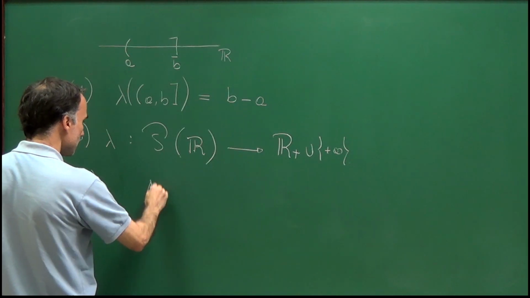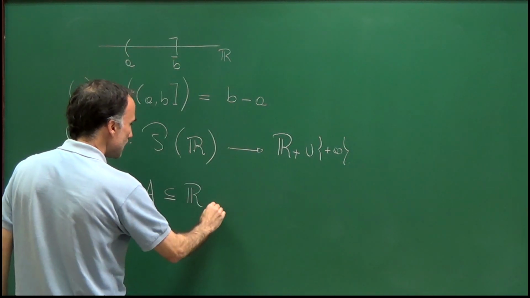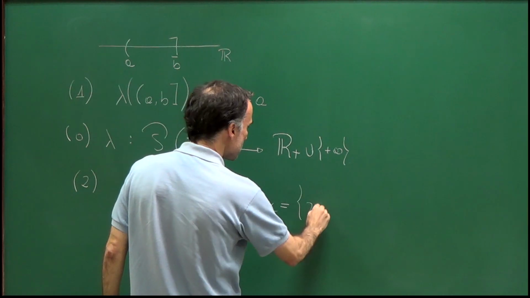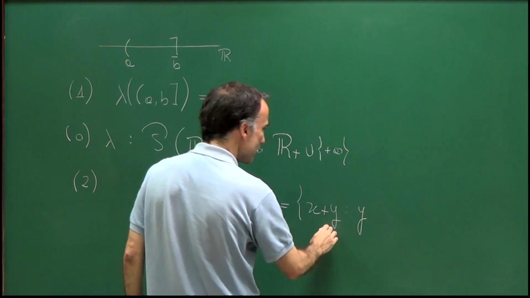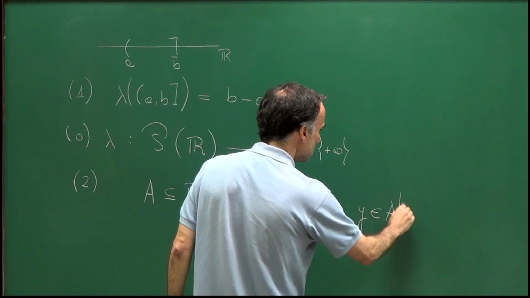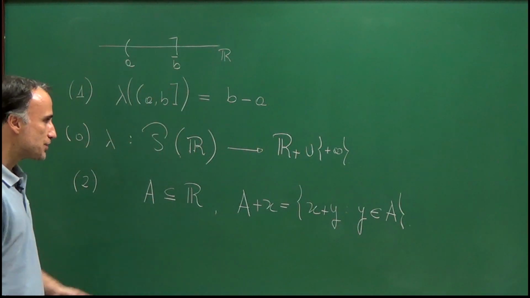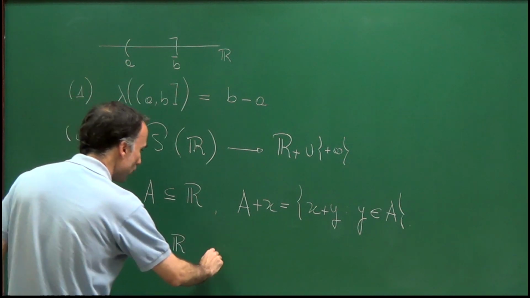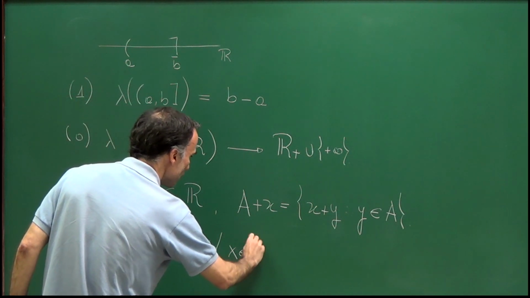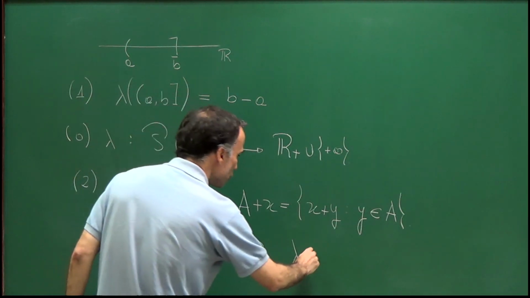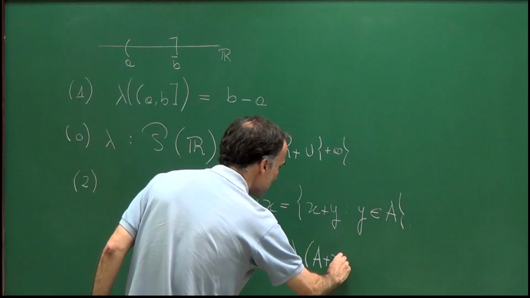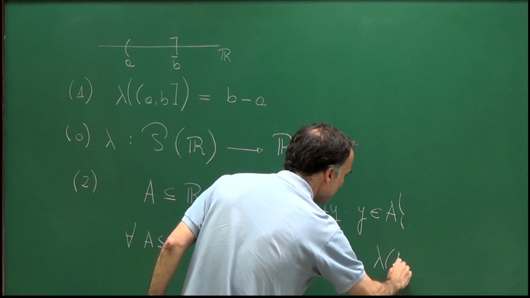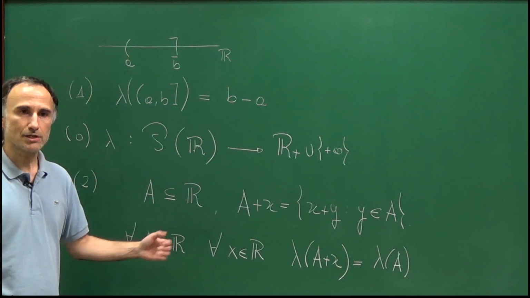If A is a subset of R, let me represent by A plus x the set of all points x plus y, where y belongs to A. So what I just said is that for all A subsets of R and for all x in R, we would like this function lambda to be such that the measure of the set A plus x, the translation by x of the set A, is equal to the measure of the set A. So this is a natural condition.